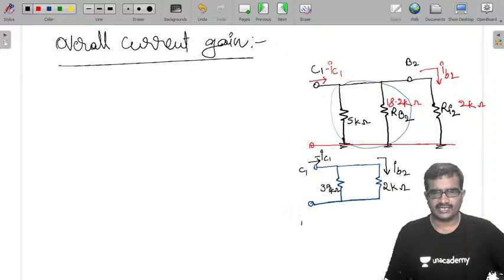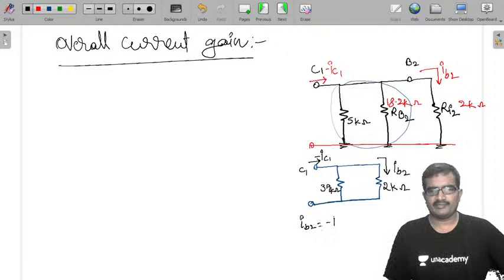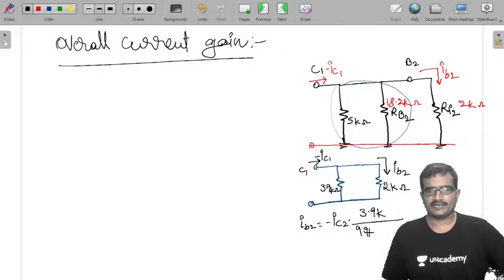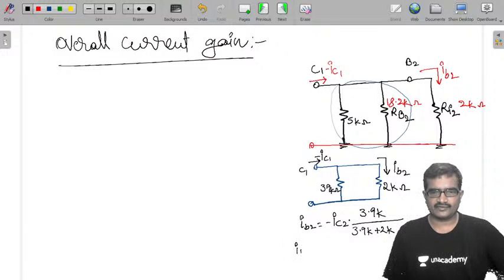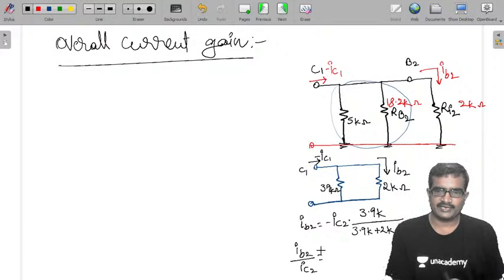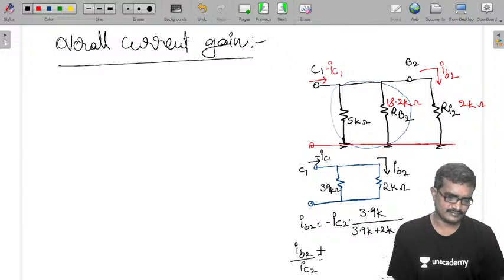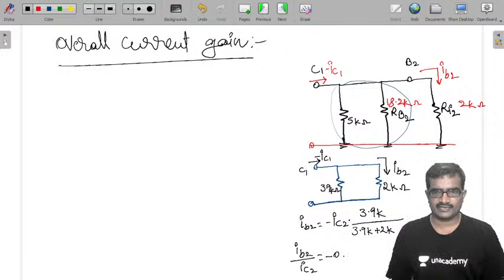Now from this we can write IB2 value is minus IC2 into 3.9k divided by 3.9k plus 2k. So from this we get IB2 by IC2 is 3.9k by 5.9k. It is minus 0.66.